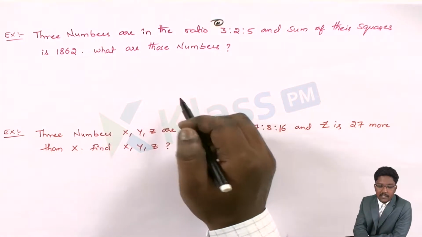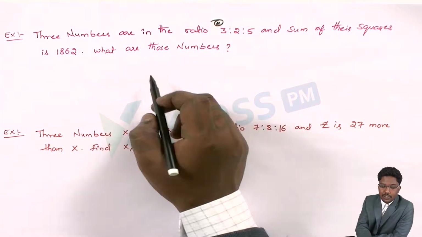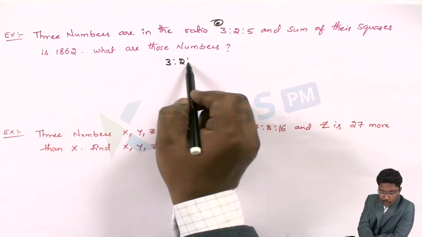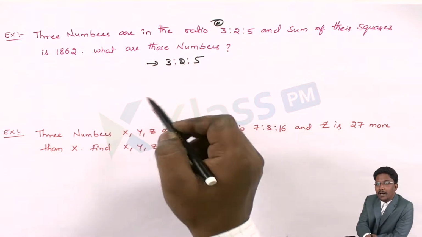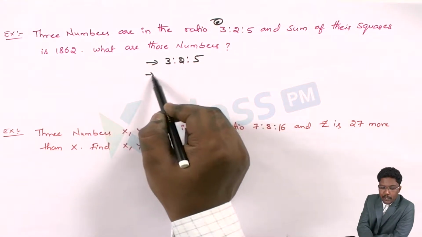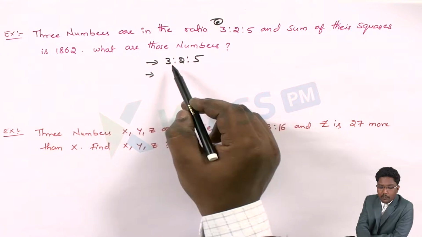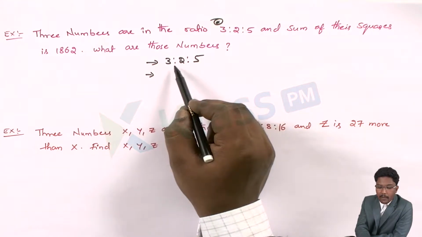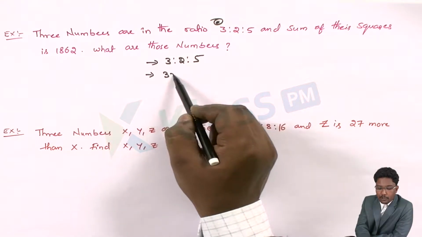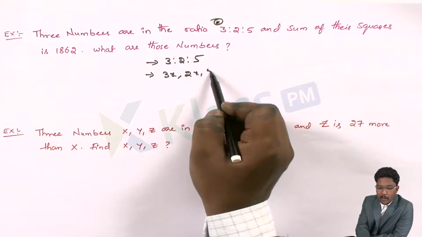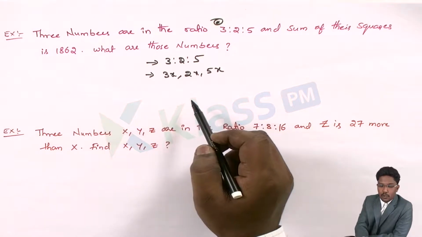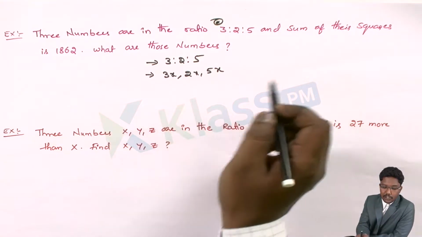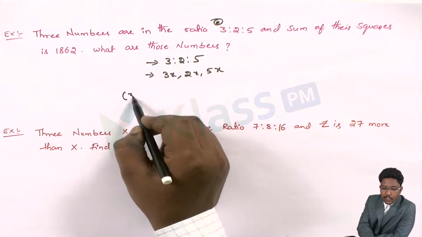How do we solve this type of question? First take the ratios. We don't know the multiplication factor, so I am assuming x as the multiplication factor, because for the three terms it is the same. So I am converting this ratio into values: 3x, 2x, 5x. What is the condition? The sum of their squares is 1862.